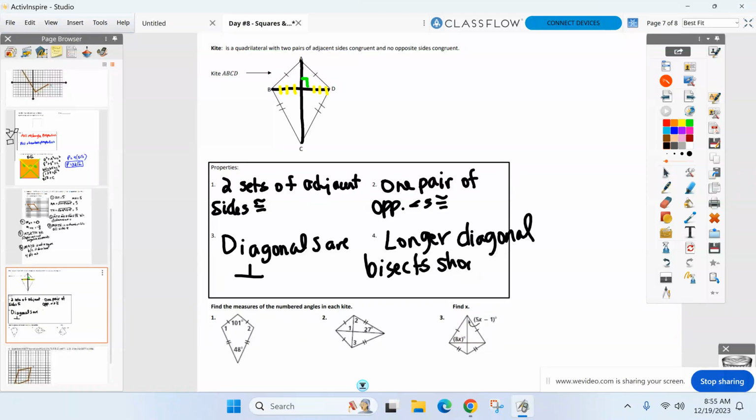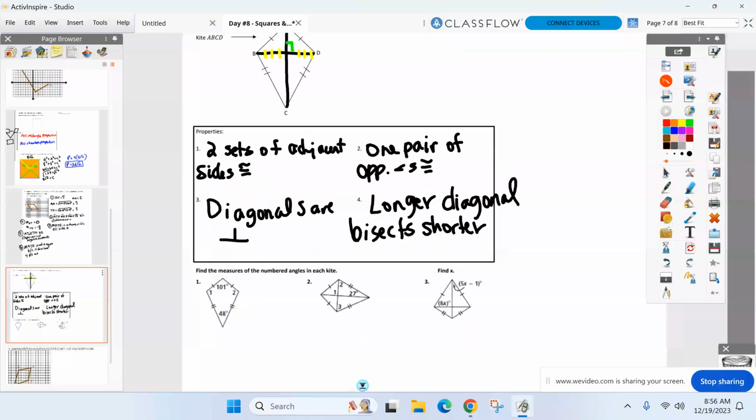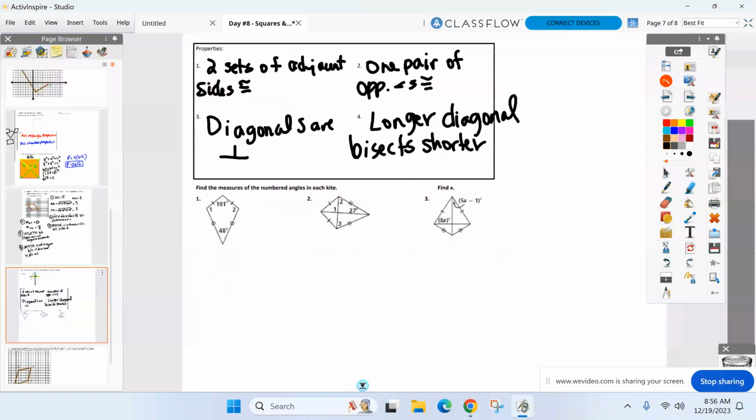It's not the other way around. They don't bisect each other. That's a parallelogram. Just the longer diagonal bisects the shorter one. Whew, 4 more properties. Just threw them at you. Lasered them at you. All right, let's do number 1 together, and then 2 and 3 are in your groups to finish off class today.